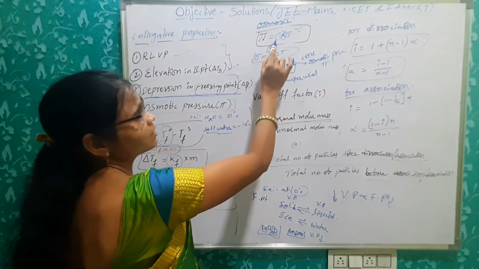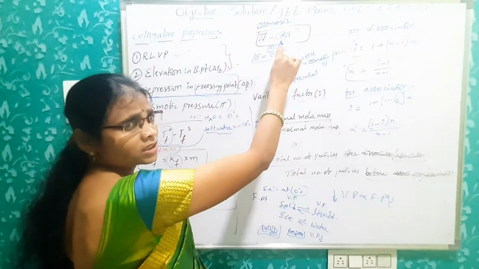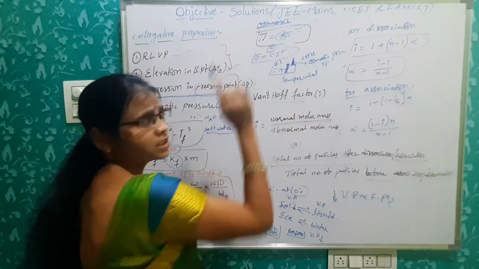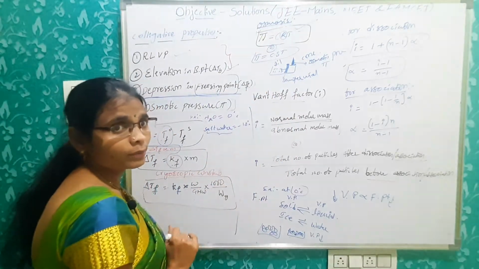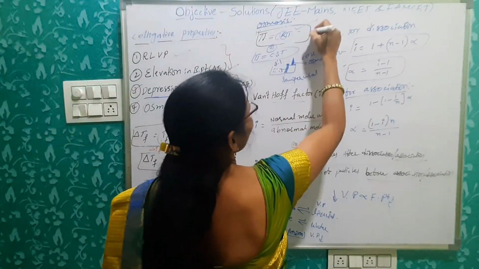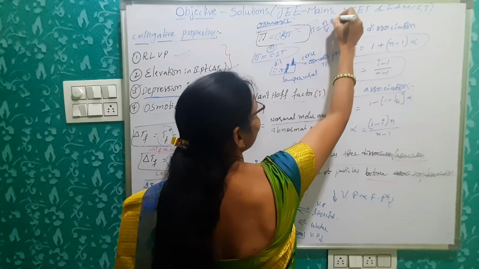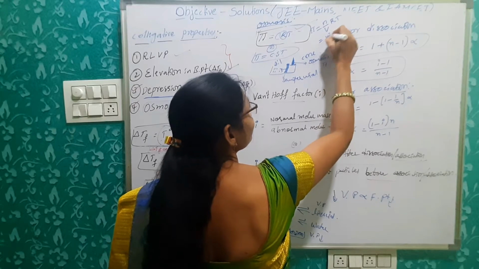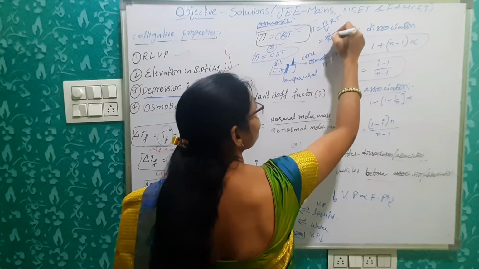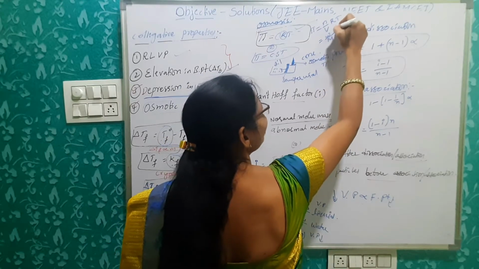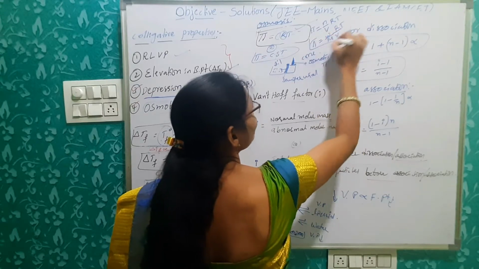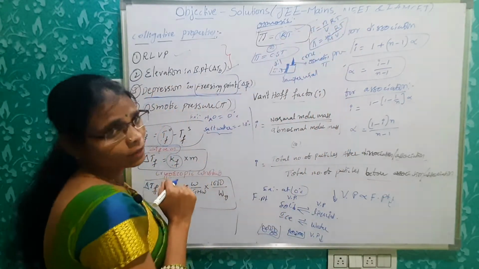C means concentration of the solution, R is the constant, and T is the temperature of the solution in Kelvin, the absolute temperature. So pi equals concentration, which is number of moles per volume, into RT. Number of moles is weight by gram molecular weight of solute, into V, here RT. These are the possible formulas.